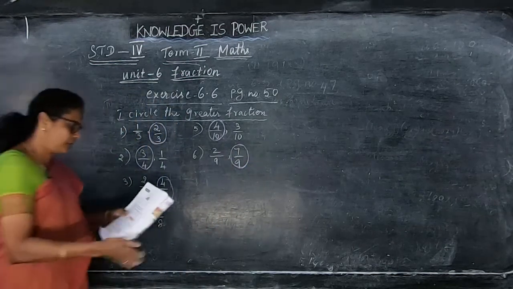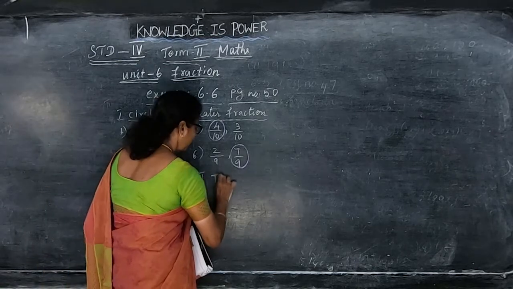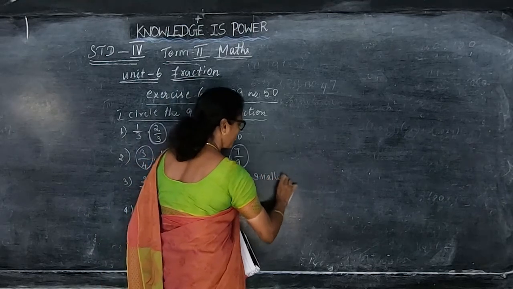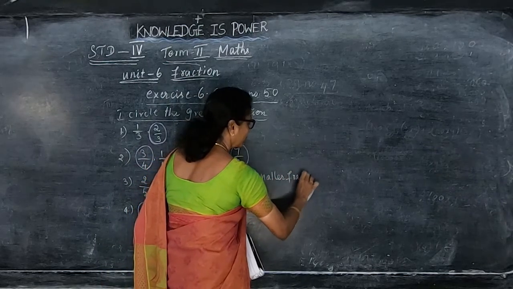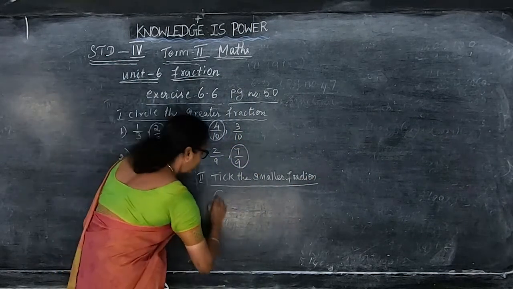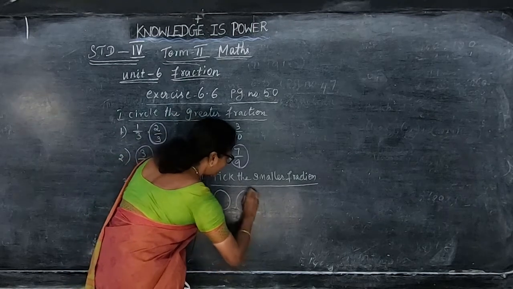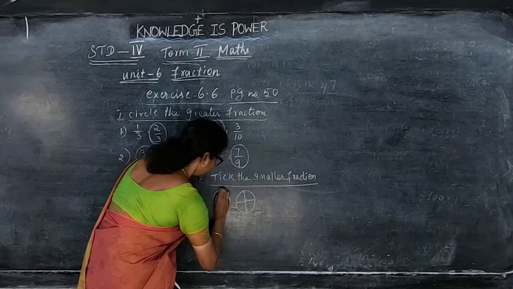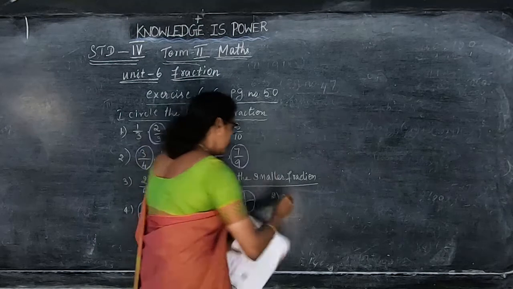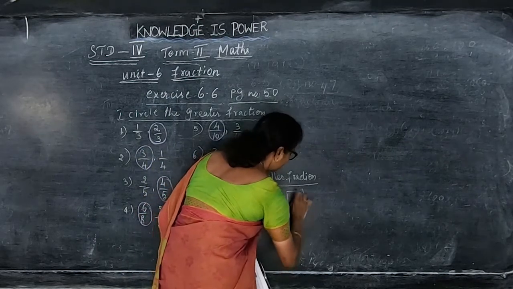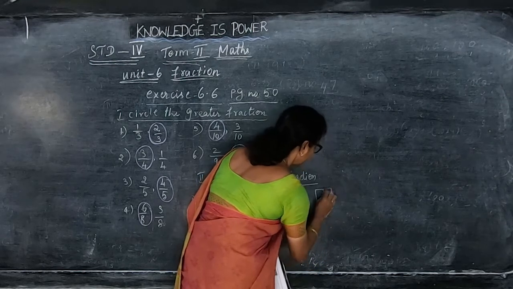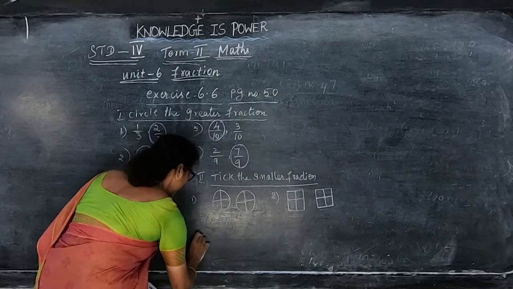Okay. Now take the smaller fraction. They are given the pictures. So you have to take the smaller fraction. So in this they are given two circles. First sum, second sum, third sum.